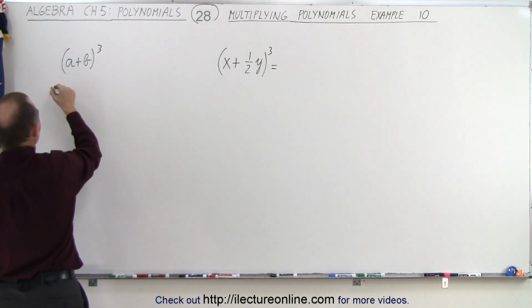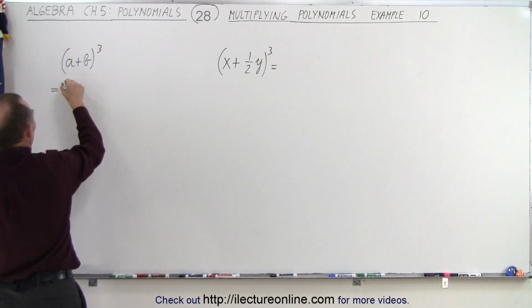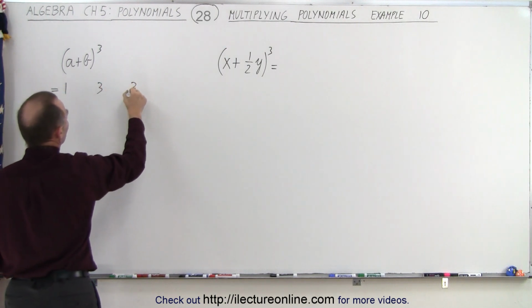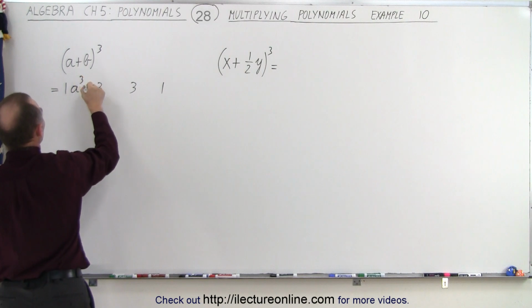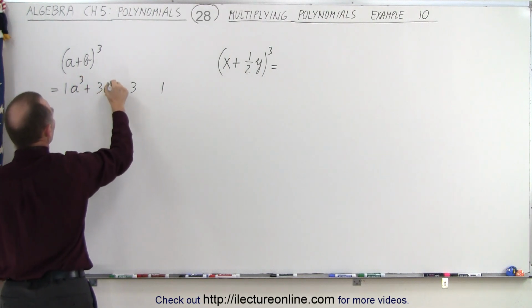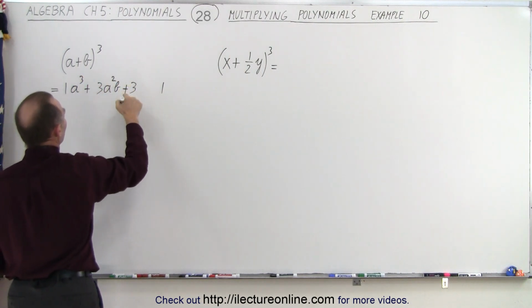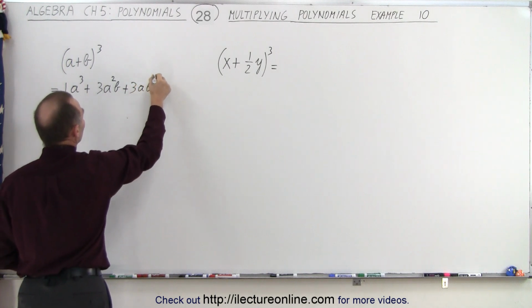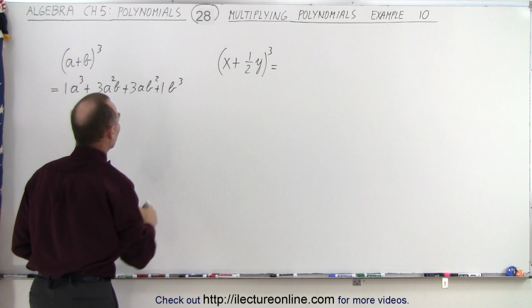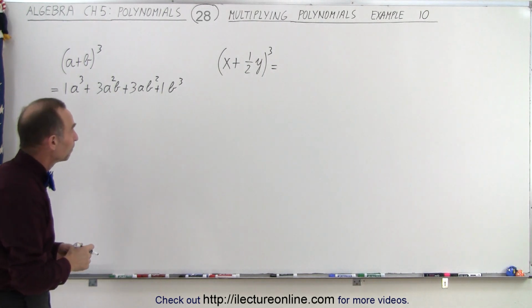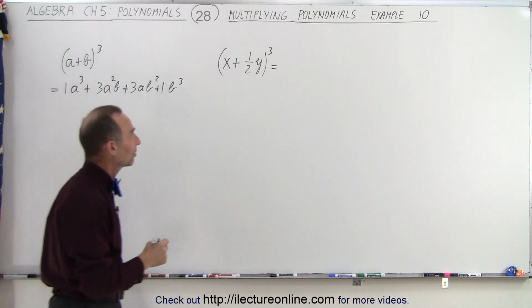If we end up with something like this, this is going to look like a 1, a 3, and a 1 for the exponents. Here we have 1a cubed plus 3a squared b plus 3ab squared plus 1 times b cubed. Of course, we don't have to write the 1, but that's what we end up with. So there we're going to do the exact same thing.